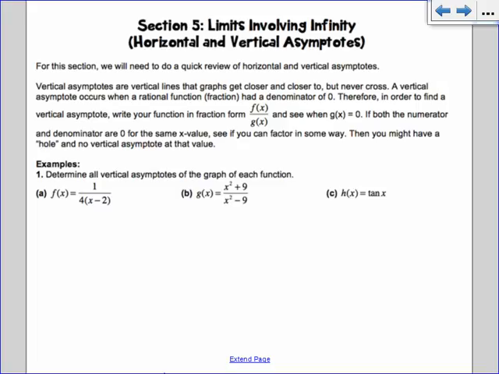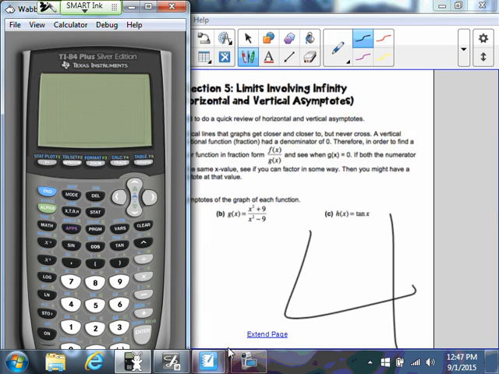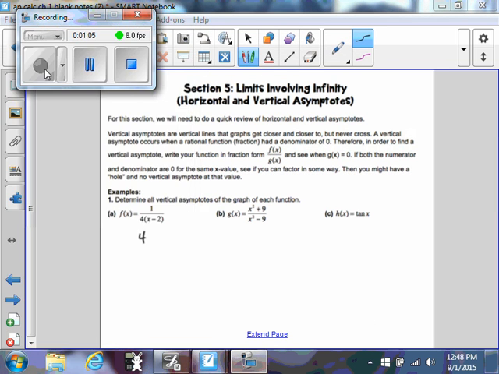Oh my goodness gracious. I really did draw that tiny. Hang on. Let me pause. All right, let's try this again.